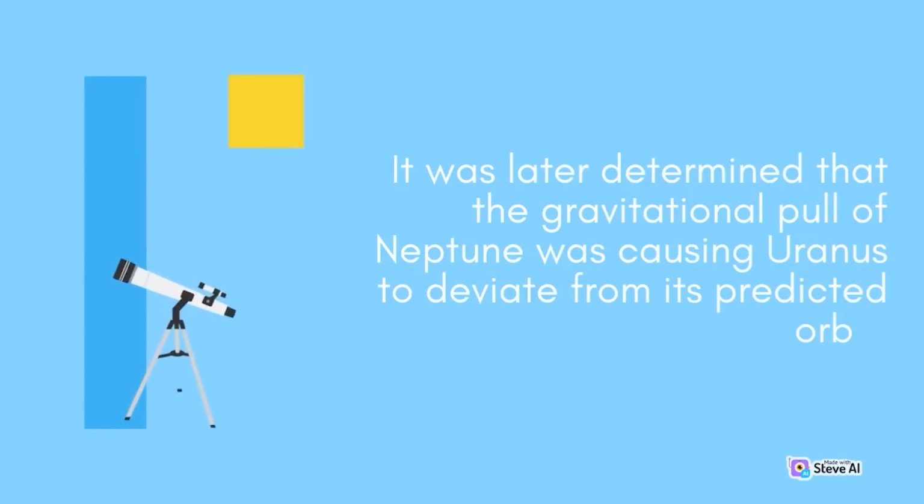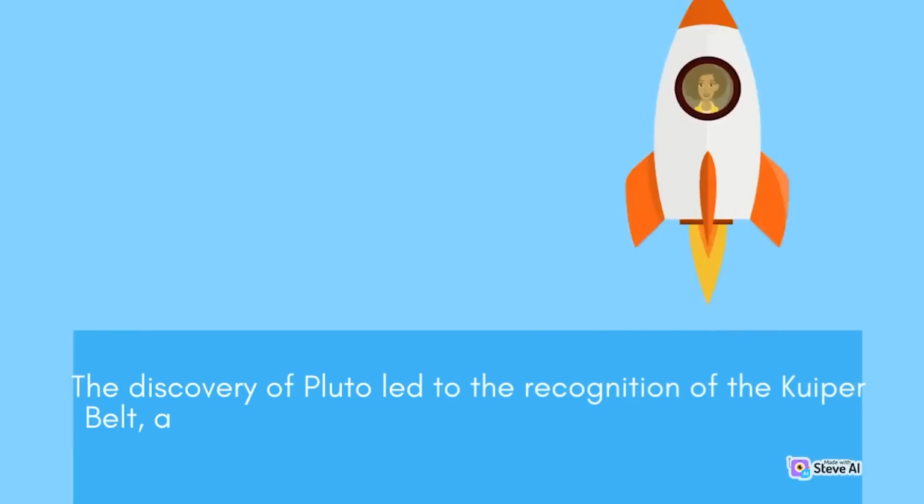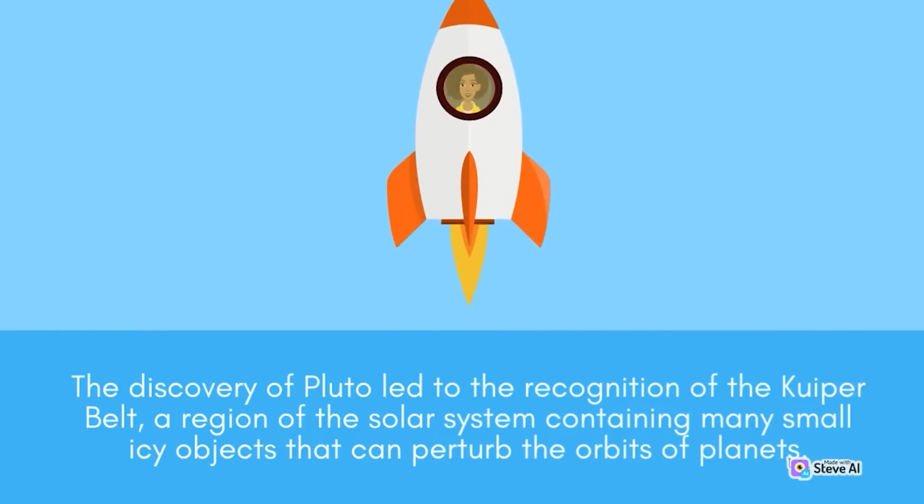It was later determined that the gravitational pull of Neptune was causing Uranus to deviate from its predicted orbit. Similarly, the discovery of Pluto in 1930 was also due to the observed perturbations in the orbit of Neptune. The discovery of Pluto led to the recognition of the Kuiper Belt, a region of the solar system containing many small icy objects that can perturb the orbits of planets.